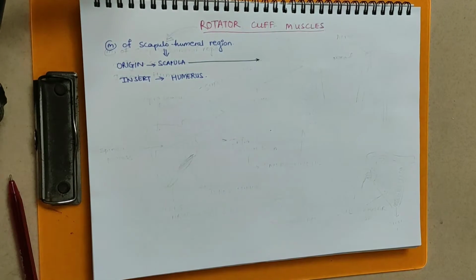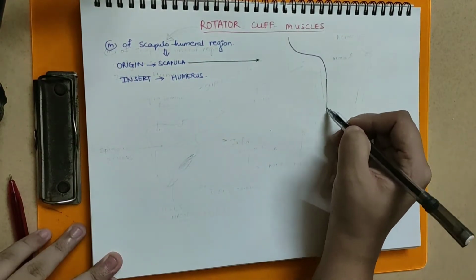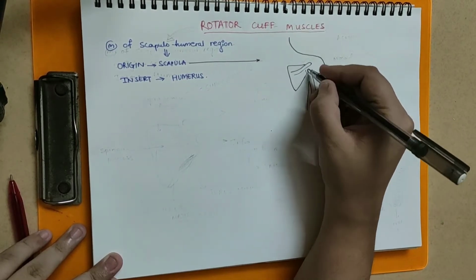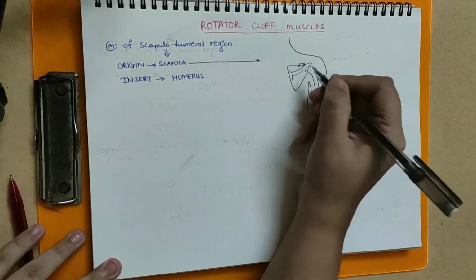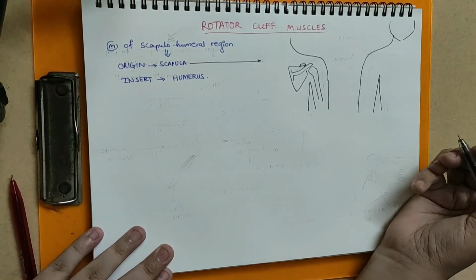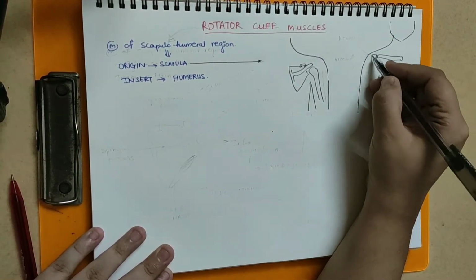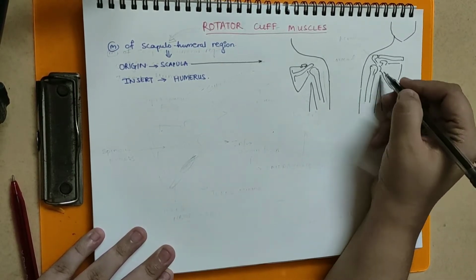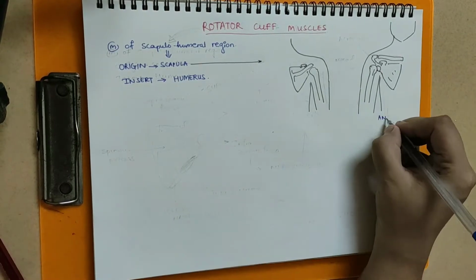To understand this, let's go to the basic anatomy of the scapula. The scapula is a flat bone and is the most important part of the shoulder complex. It articulates with the humerus forming the glenohumeral joint and with the clavicle forming the acromioclavicular joint. It also articulates with the ribs but forms a pseudo joint.